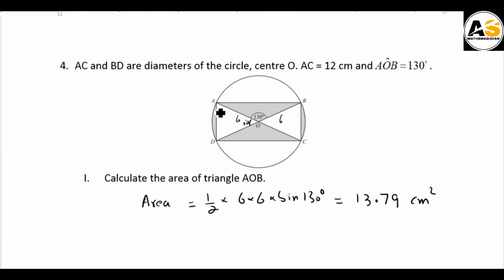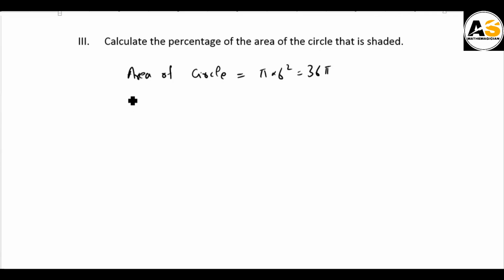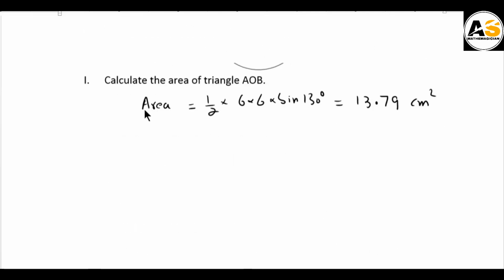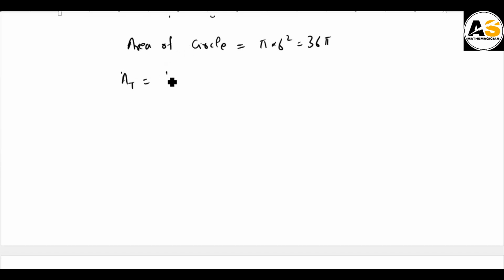Let us find the area of this segment AD. For that, we just calculated the area of sector AOD, and now we calculate the area of triangle AOD. Again, we will use the sine rule. This angle is 50, this side is 6, and this side is 6. So the area of triangle AOD will be 1 by 2 into 6 into 6 into sine 50.